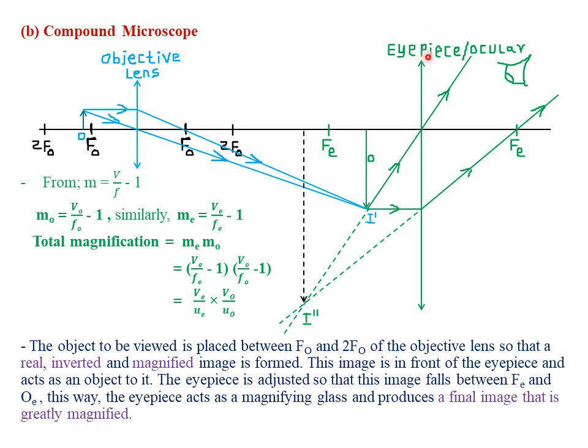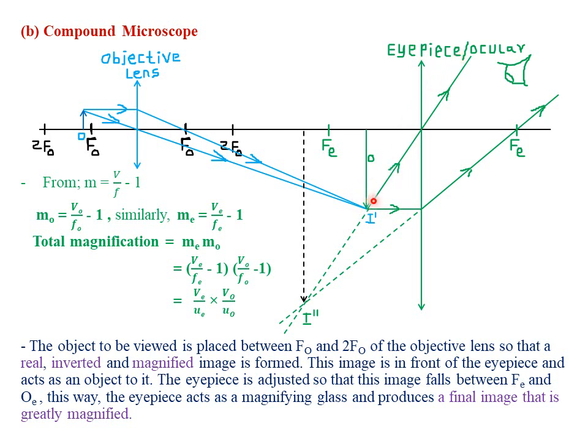So you simply use the fine adjustment knob and the coarse adjustment knob of the microscope so that the first image that is formed falls within the focal length of the eyepiece and the optical center of that eyepiece, so that on further magnification it will produce a very magnified image. So the image of the objective lens will now act as the object of the eyepiece or the ocular. So this image acts as the object of the eyepiece or the ocular.